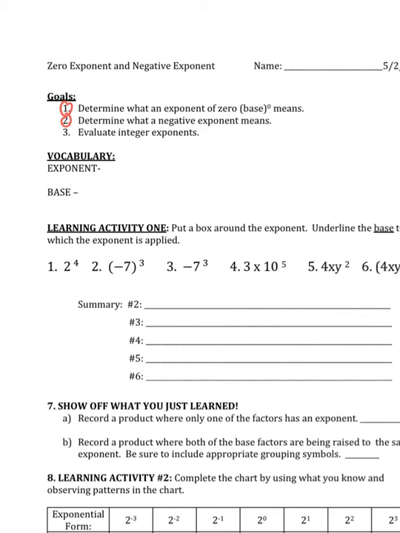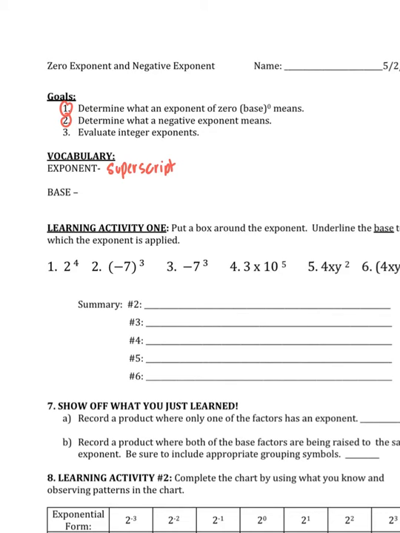So our first goal is to determine what an exponent of 0 means, and then also to determine what a negative exponent means. So there'll be some vocabulary that I want you to know. First word that we want to be familiar with is what's called the exponent. Most of you have heard this. We've used it before. Exponent is just the superscript.